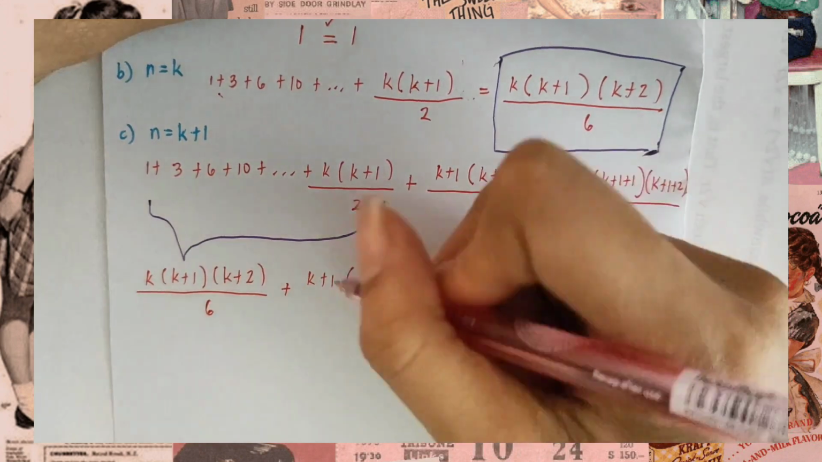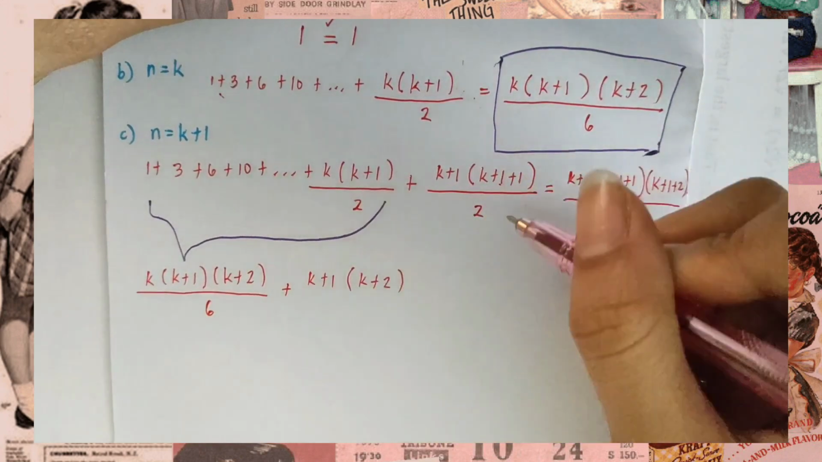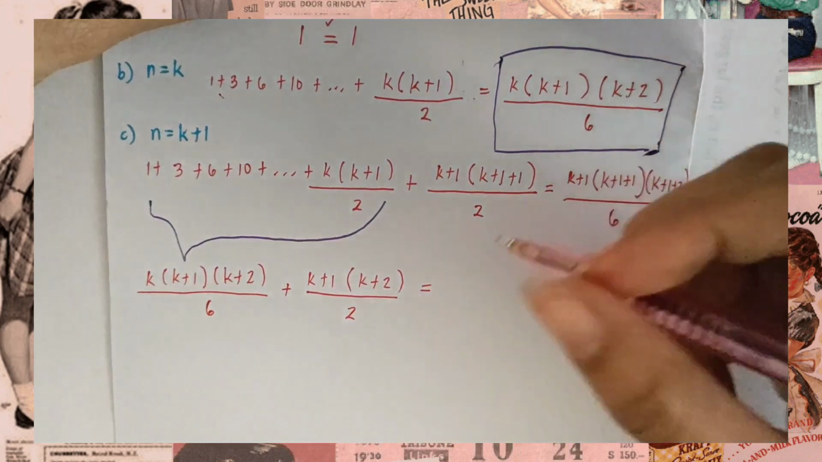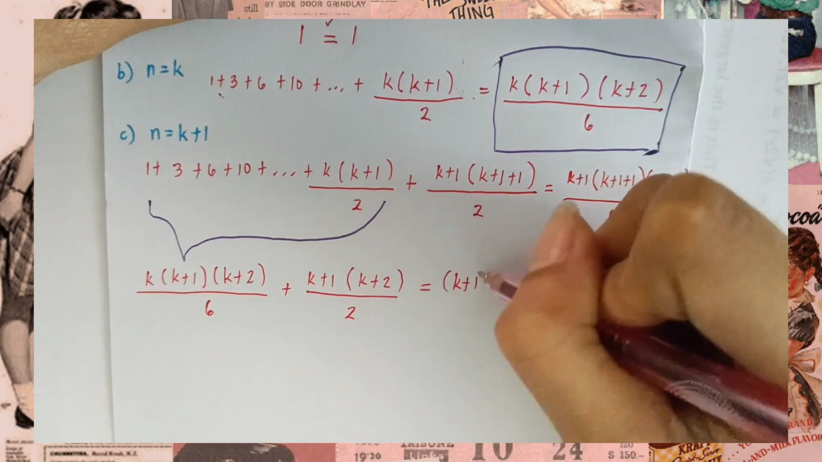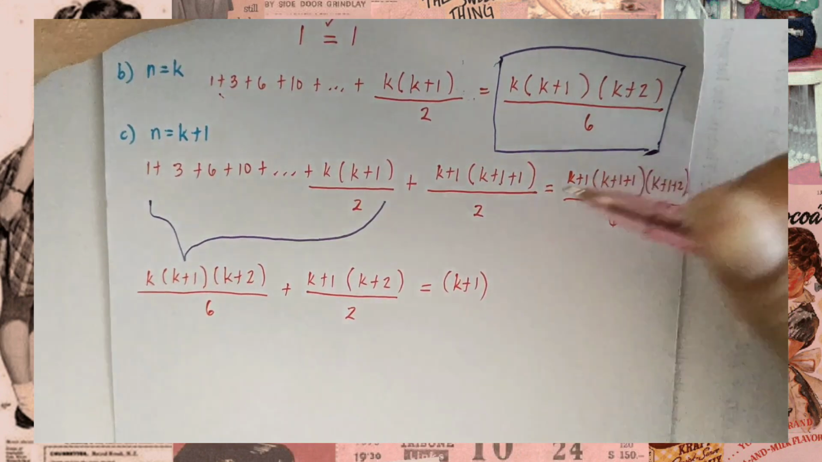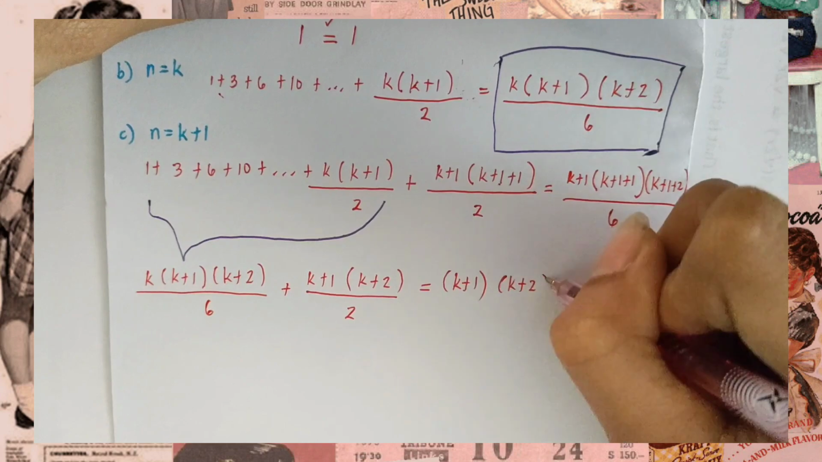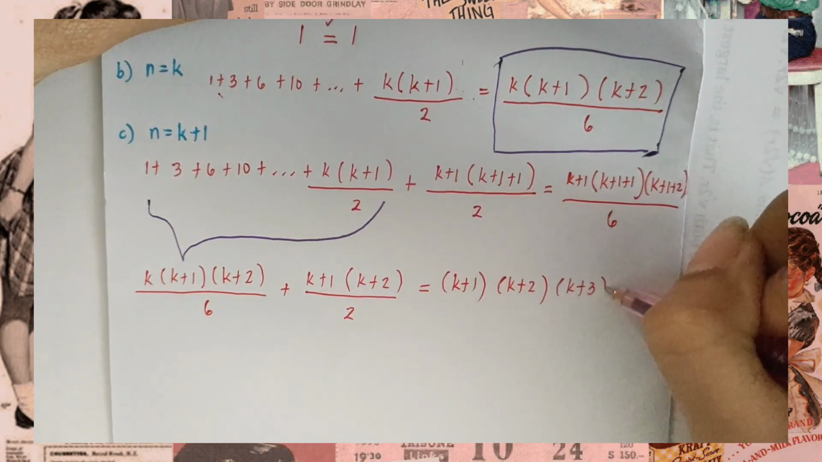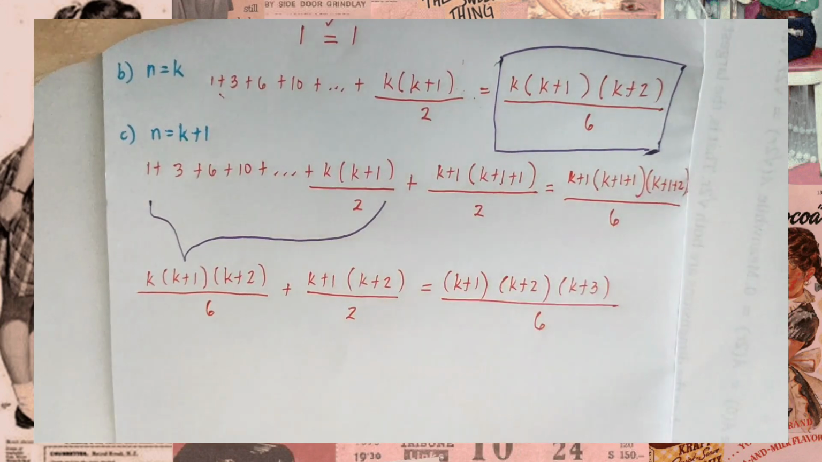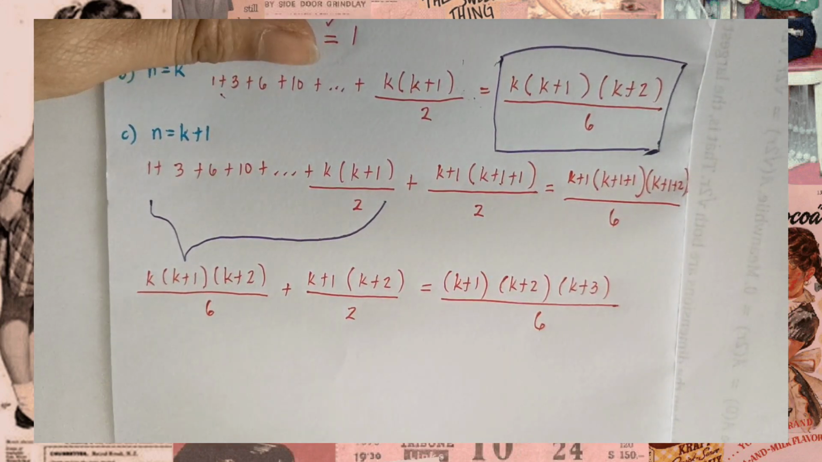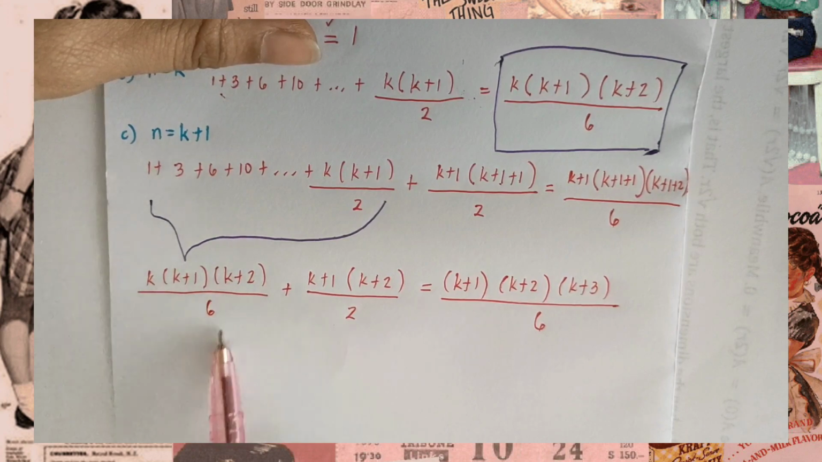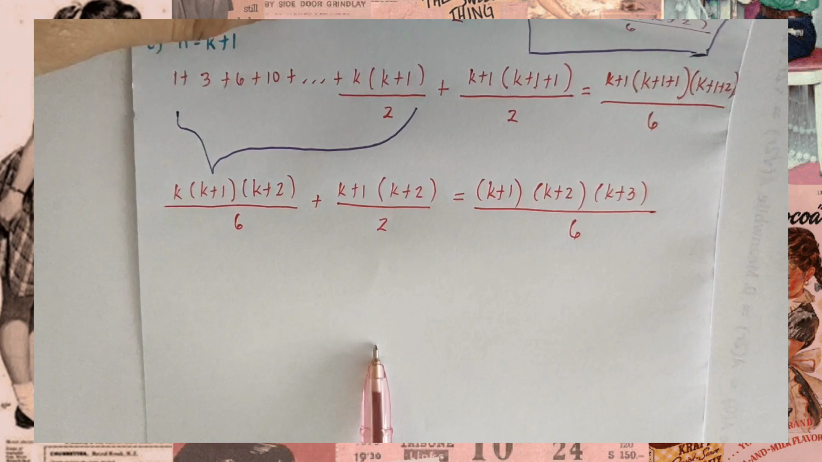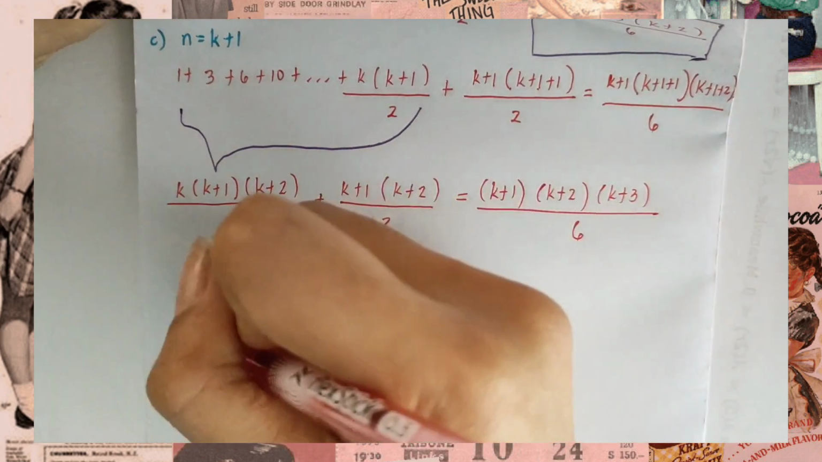1 plus 1 is 2. We have k plus 2 over 2 equals, so we have k plus 1. 1 plus 1 is 2, so we have k plus 2. And then 1 plus 2 is 3, so we have k plus 3 over 6. Next, we need to look for the LCD of 6 and 2. And we know that the LCD is, very good, 6.